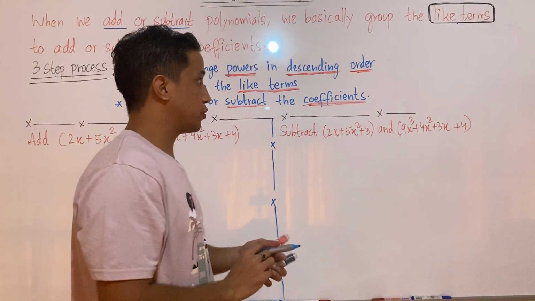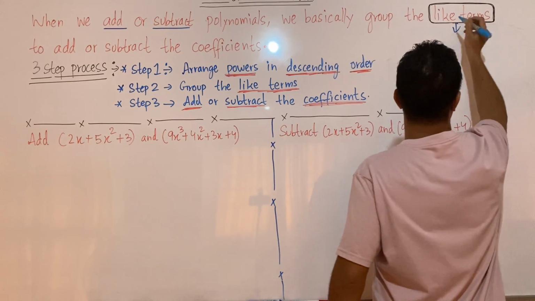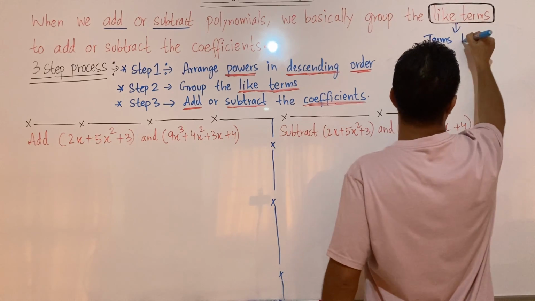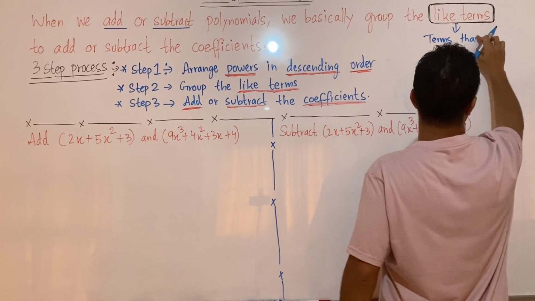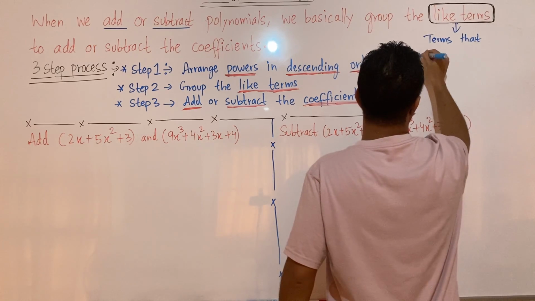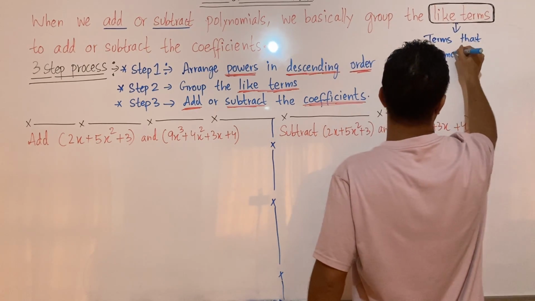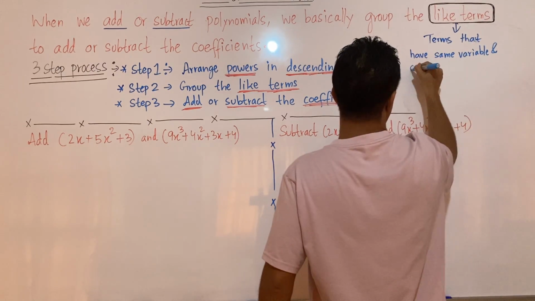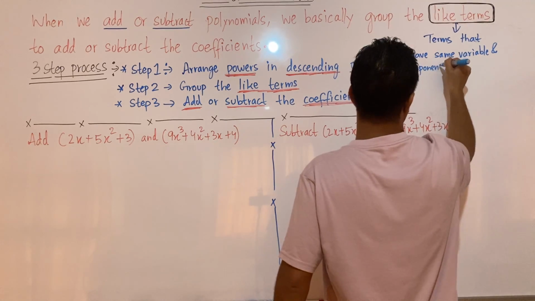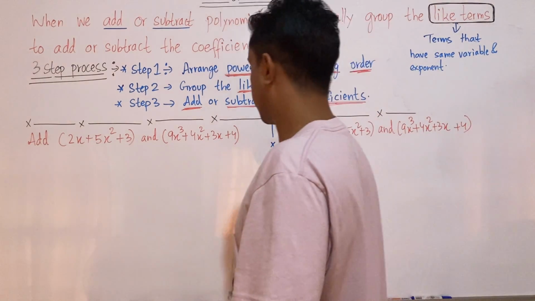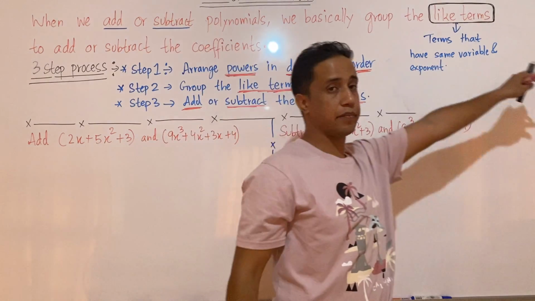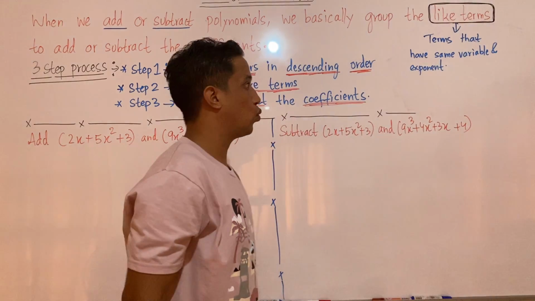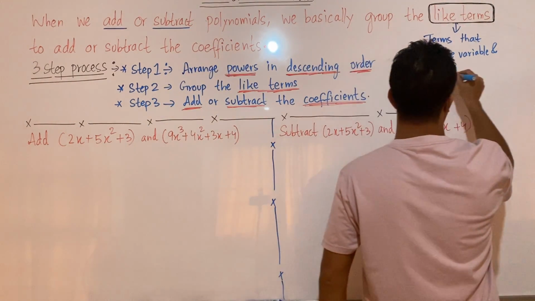Okay, so like terms means terms that have same variable and exponents. Okay, so terms that have same variable and exponent. So these kind of terms are like terms. What does it mean? Okay, see here.